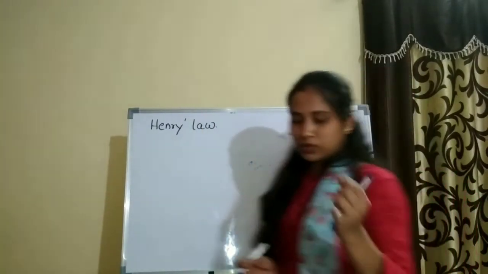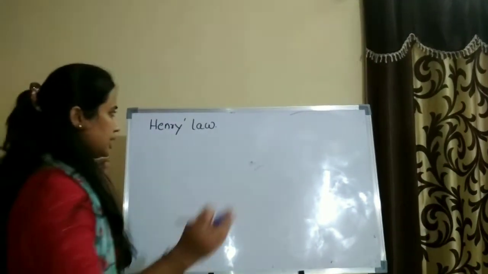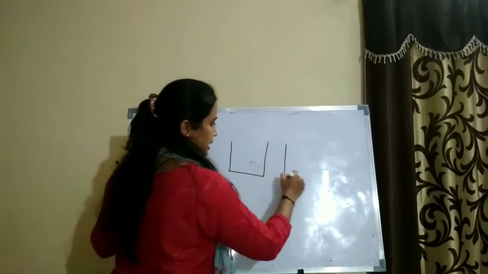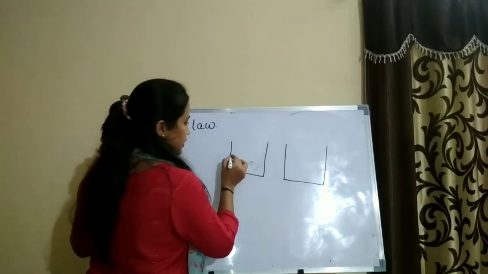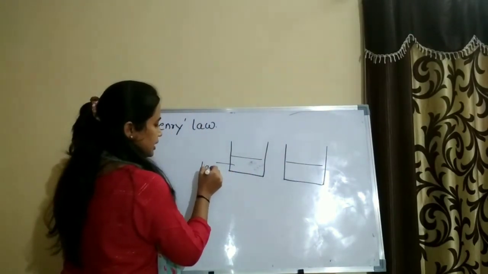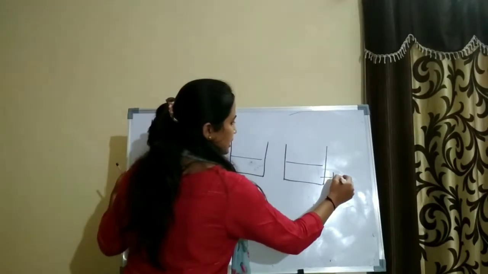Let me take a small example to explain. Let us take two containers. Here take two containers, where we have liquid. Here also there is liquid, and here also there is liquid.